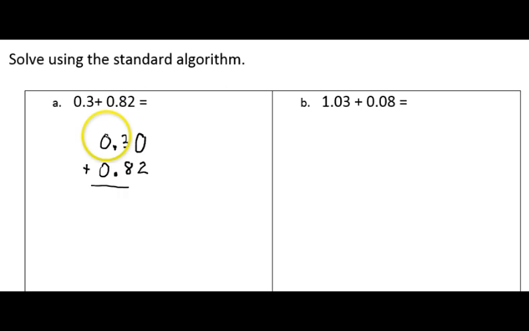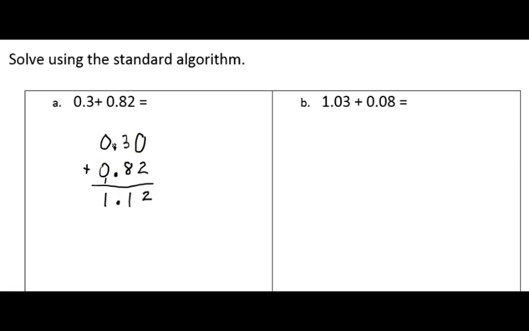So now I can add. I have 0 hundredths plus 2 hundredths is 2 hundredths. I have 3 tenths and 8 tenths, which is 11 tenths. So I have 1 and 1. So 11 tenths is the same as 1 whole and 1 tenth. So now I have 0, 0, and 1 equals 1 whole and my decimal point. So the final answer is 1 and 12 hundredths.